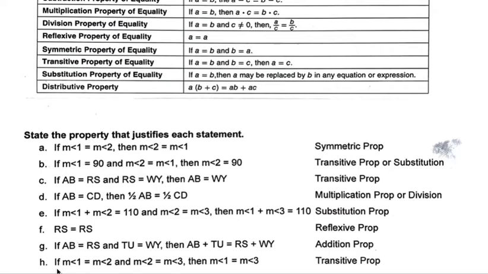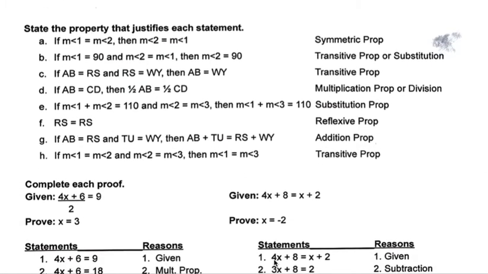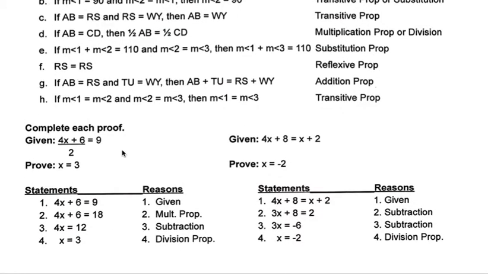And then another example here of transitive: if the measure of angle 1 equals the measure of angle 2, and angle 2 equals angle 3, then 1 equals 3. Again, you could use substitution kind of the same way. Now we're going to have some proofs. Okay, so we've got this proof here.